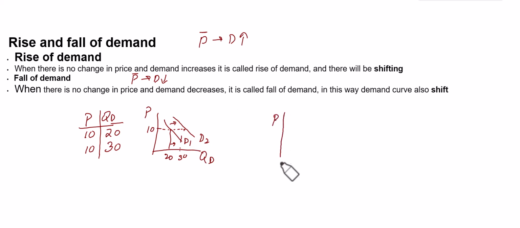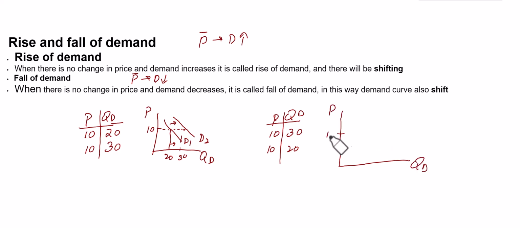Similarly, in case of fall of demand, let's say we have two prices, again the price is 10 and the demand decreases from 30 to 20. As you can see, there is no change in price but demand is decreasing. Why is demand decreasing? Demand is decreasing because of those factors which are being kept constant. So again here price is 10 and demand is 20 and 30.